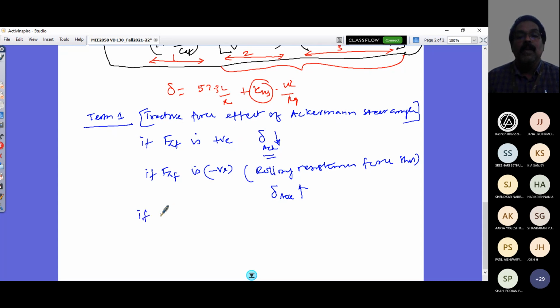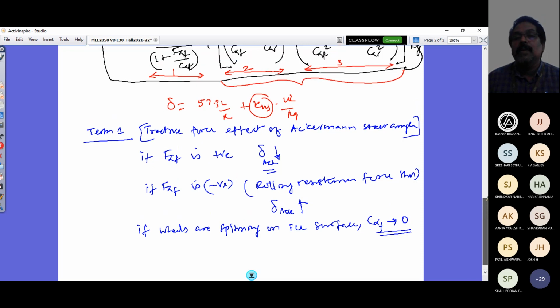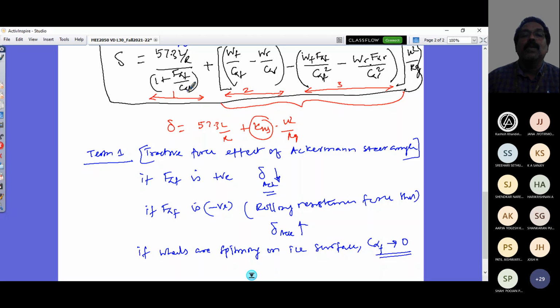So if wheels are spinning on an icy surface, then what would happen? The tractive force is produced, but the vehicle is not moving. Why? Because C alpha F goes to 0. That's the meaning. When that goes to 0, what would happen in this term? Term 1. If this goes to 0, the denominator is 0, so this entire thing is infinity. This is going to be 0. So when this is 0, the Ackermann steering angle is 0.